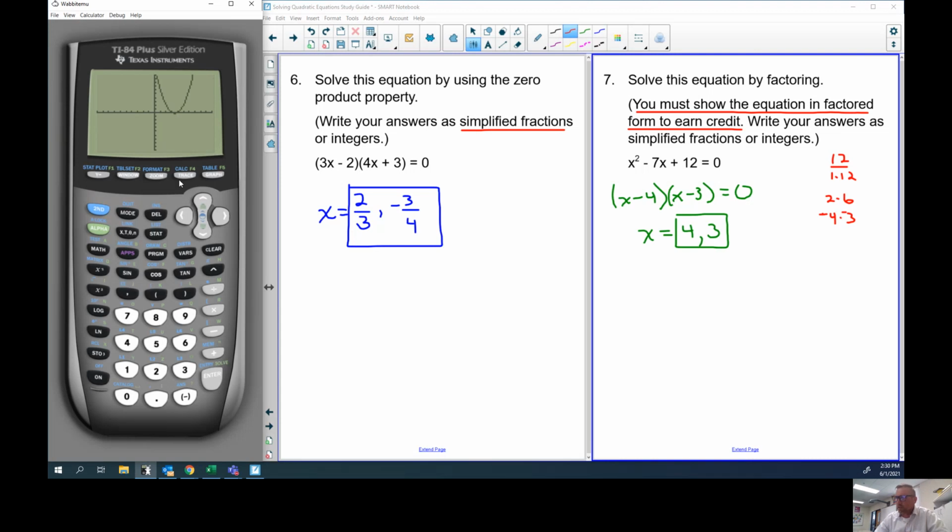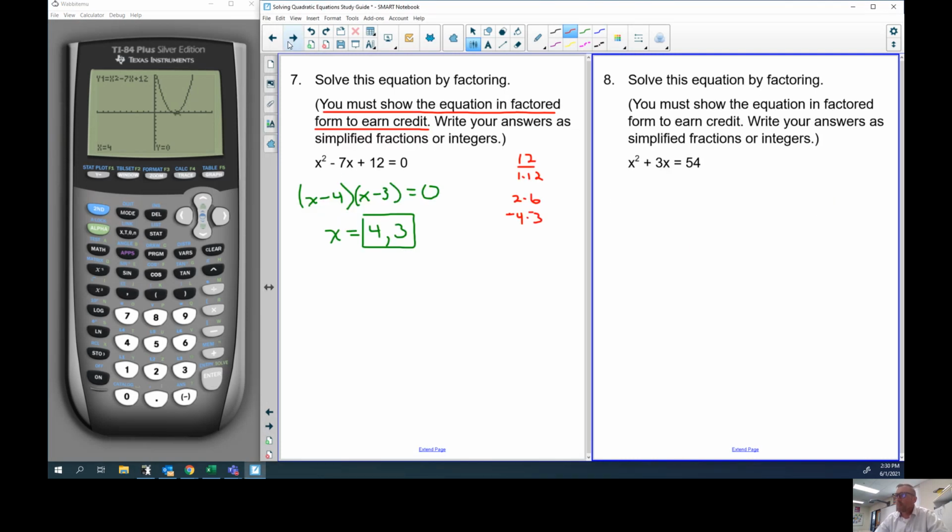There's the 3, there's the 4. Trace. 3 gives us 0, 4 gives us 0 as an output. Solve this equation by factoring. Well, on this one though, you've got to remember the first thing that you always need to do is get it into what we call general form. So we're going to have to subtract 54 from both sides to get 0 on one side of the equation.